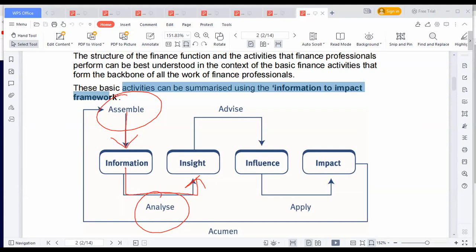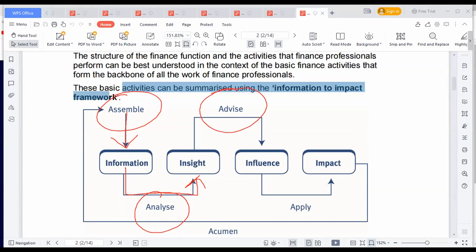And then once you have an understanding, what is the next thing that you are going to do? Obviously, you are going to advise. So as accountants, when we have information, what do we do with this information? We analyze it. When we analyze the information, we have an understanding of the information. So we advise. So that is basically the idea.